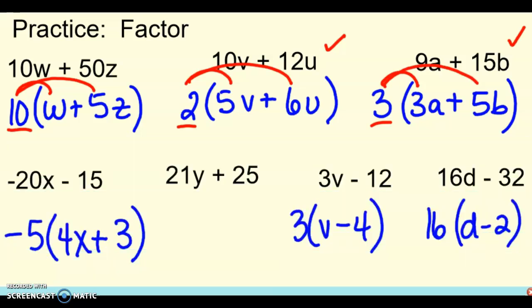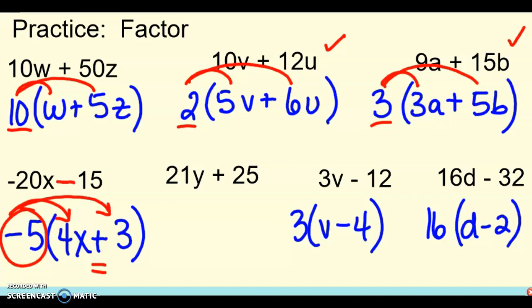Here's where we talked about the negative, right? I have negative 5 as my greatest common factor. So when I distribute, that gives me negative 20x. And when I distribute here, that gives me negative 15. So pay attention to what that sign should be to make sure you get negative 15 back.